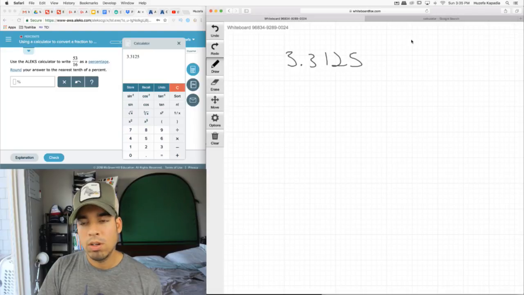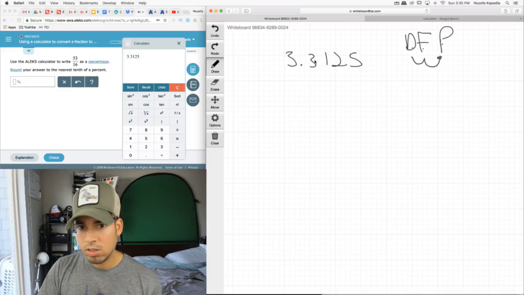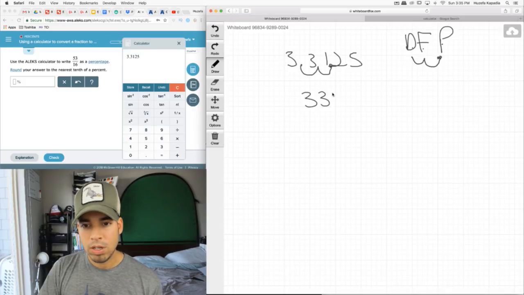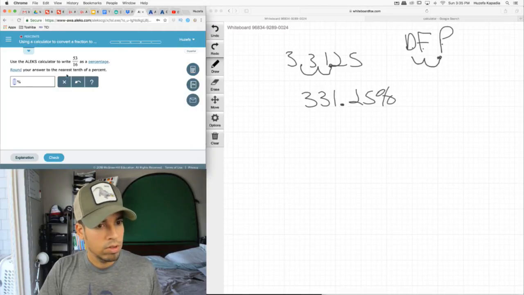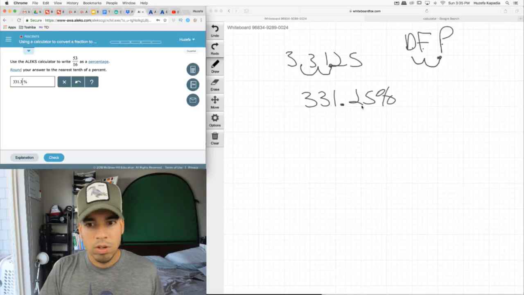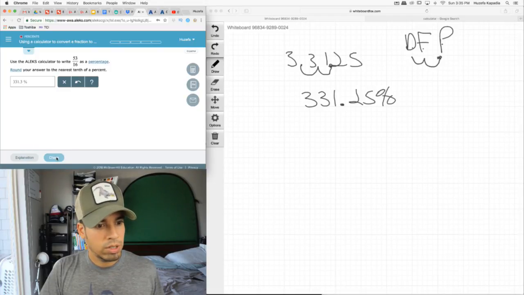And that's 3.3125. Now, if we remember DFP, down for the party, decimal to percentage, if I'm turning a decimal to a percentage, I move the decimal to the right twice. So I move this once, twice, and this is 331.25%. And we want it to the nearest tenth, so I'm going to round up to 331.3%.